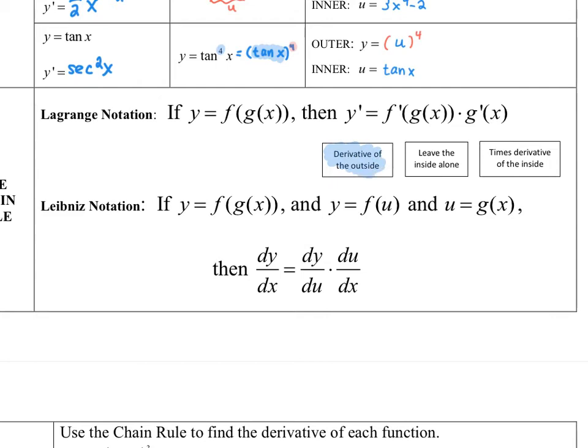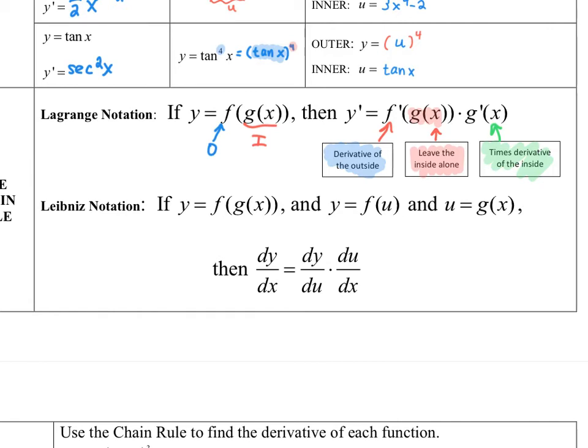When I'm looking at this, f is my outside function, and g is my inside function. So I do derivative of the outside, that's this part. You leave the inside alone, so you just rewrite g of x just like it looks. So leave the inside alone is what's going on right here. And then you multiply times the derivative of the inside function, and that is the last little link in your chain right here. So derivative of the outside function, leave the inside function alone, times derivative of that inner function.